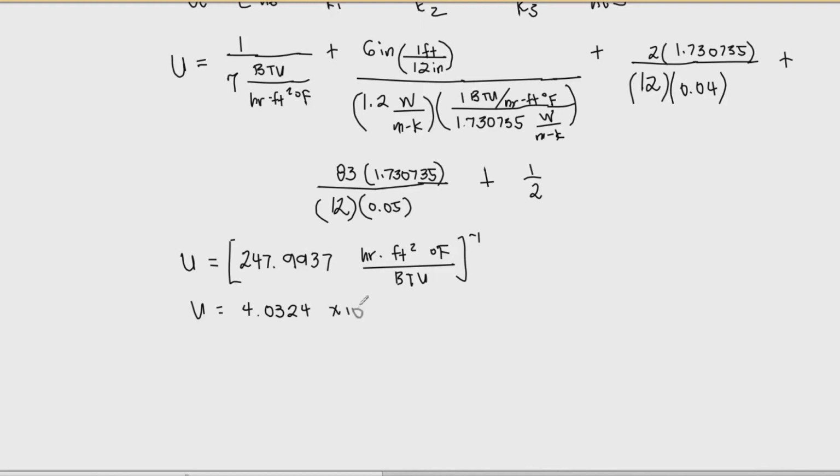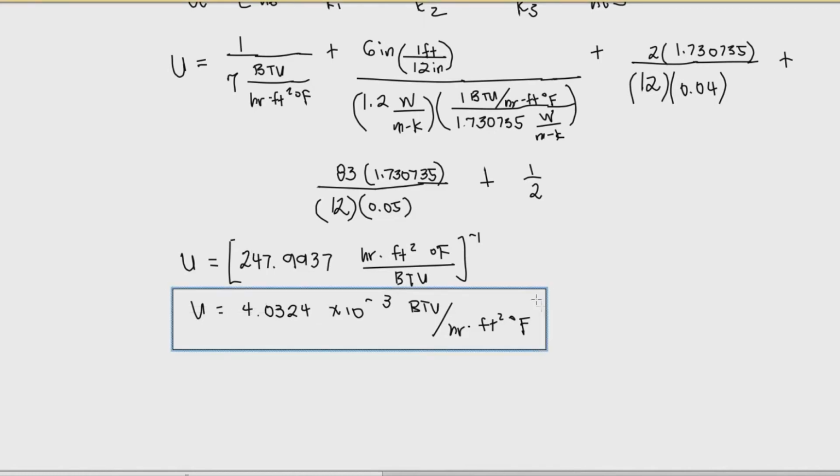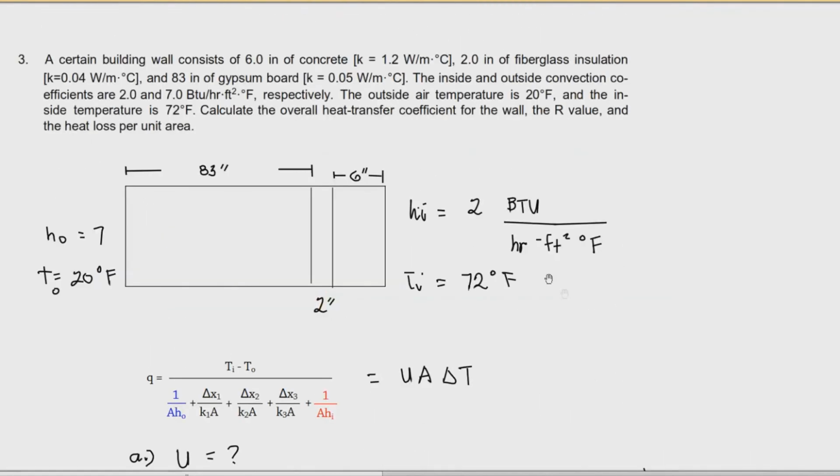So that is equal to 4.0324 times 10 to the negative 3 British thermal unit per hour, feet squared, degrees Fahrenheit. So this is our answer for the first question: 4.0324 times 10 to the negative 3 British thermal unit per hour, feet squared, degrees Fahrenheit for this slab.